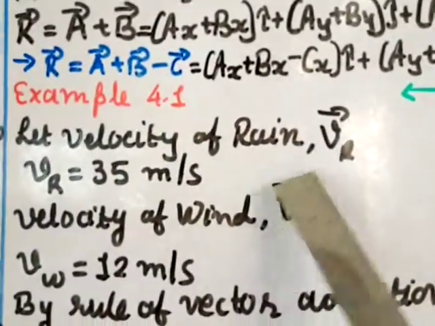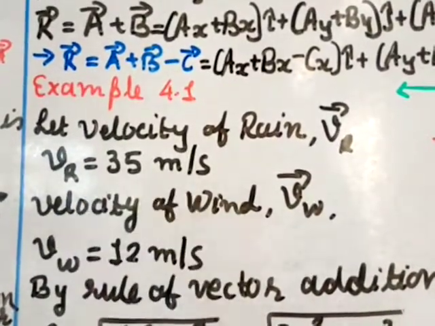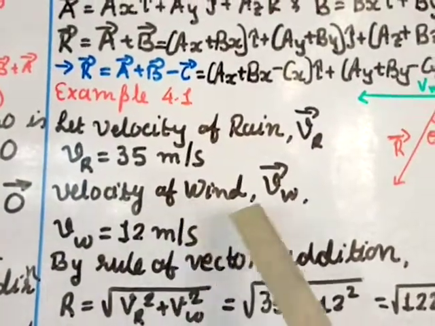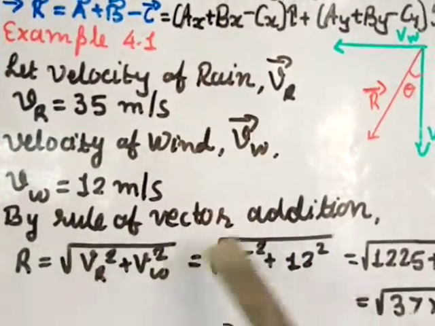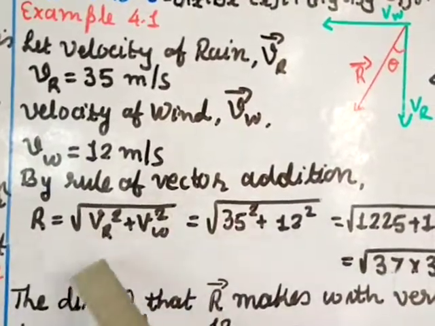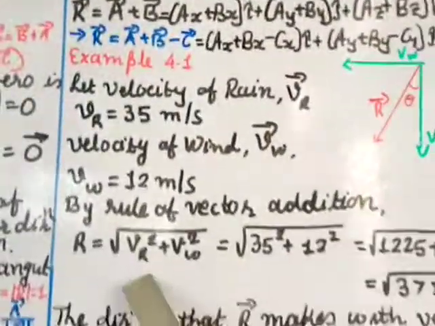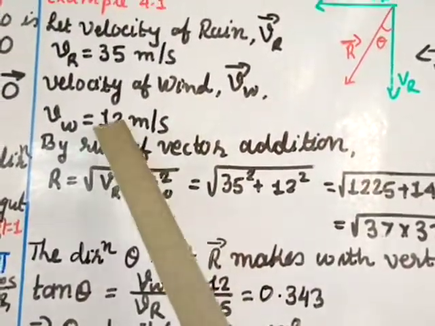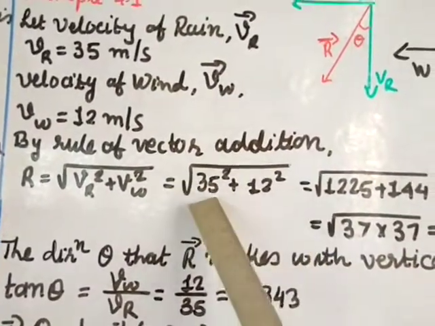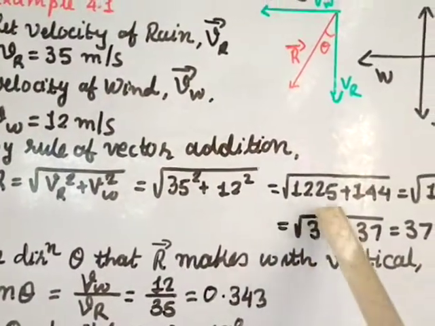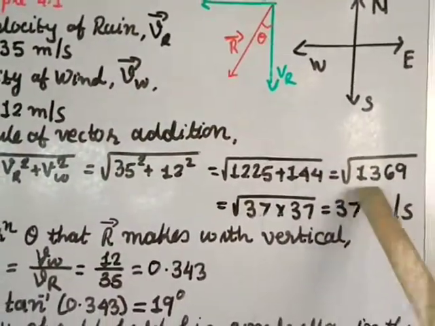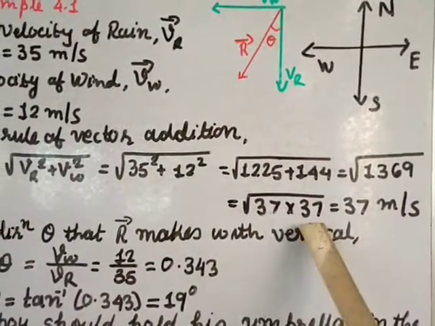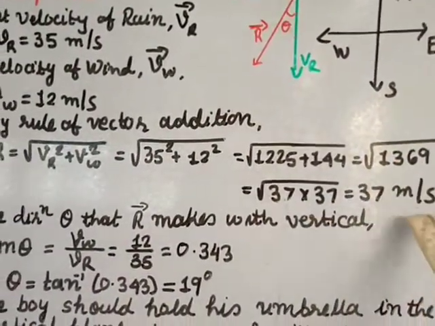The velocity of rain VR is equal to 35 meters per second, given in the question. Velocity of wind VW is equal to 12 meters per second. Now by the rule of vector addition, r is equal to square root of VR square plus VW square. This formula I am using. So VR is 35 square plus VW is 12 square under the square root. 35 square is 1225 plus 12 square is 144. Add these up and you get square root of 1369. This is 37 into 37. That means if you take the square root, you get 37 meters per second.